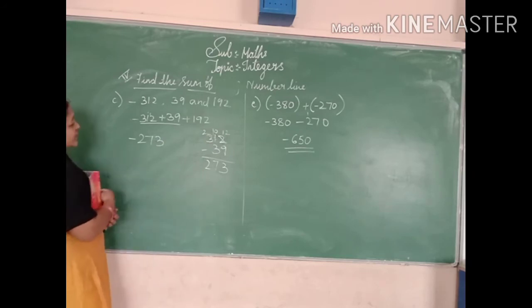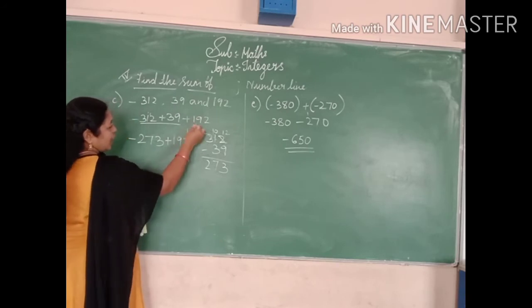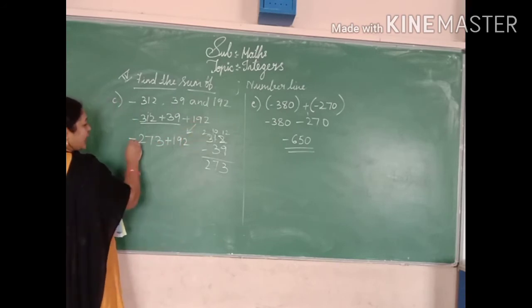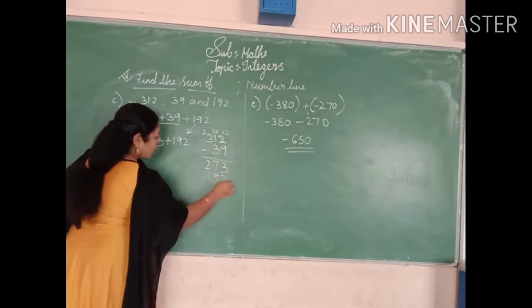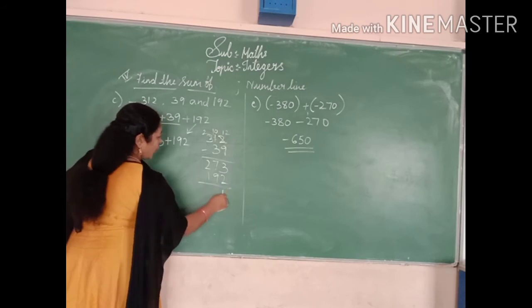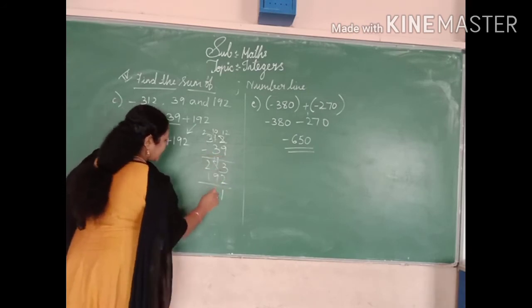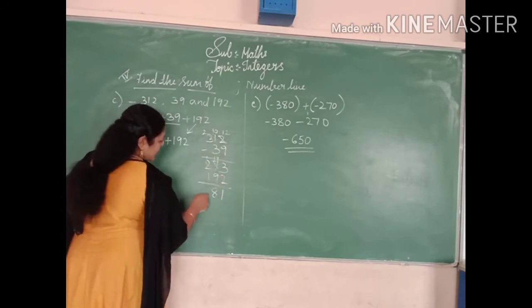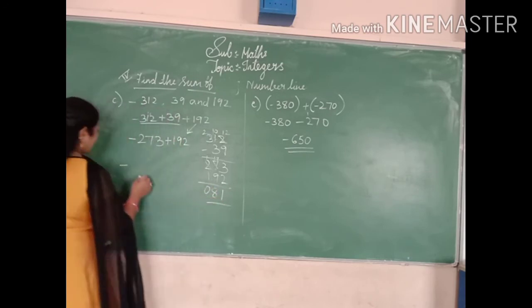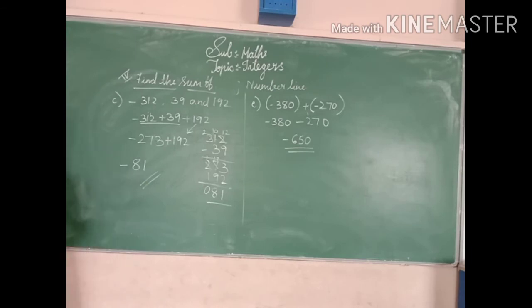And next we have the second number plus 192. This number we take down. Here again plus into minus, it's minus. So we have 192. 3 minus 2, 1. 7 doesn't go in 9, we take 17. 17 minus 9 is 8. So 2 will remain as 1. 0. Therefore, again when you subtract, you get minus 81. So this is our answer for find the sum of.